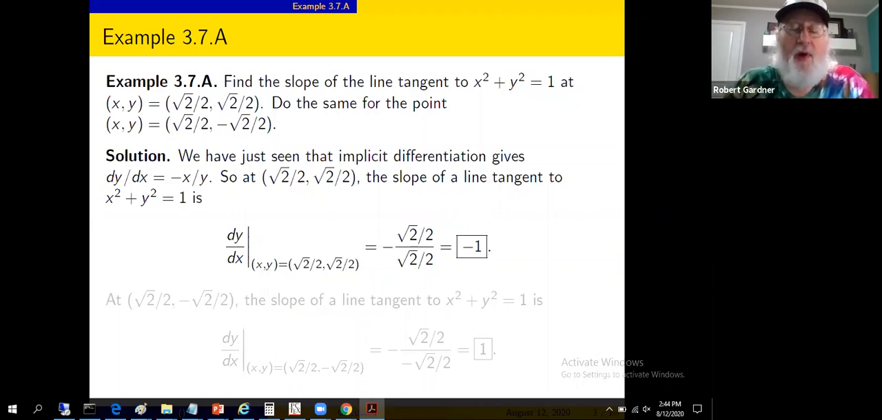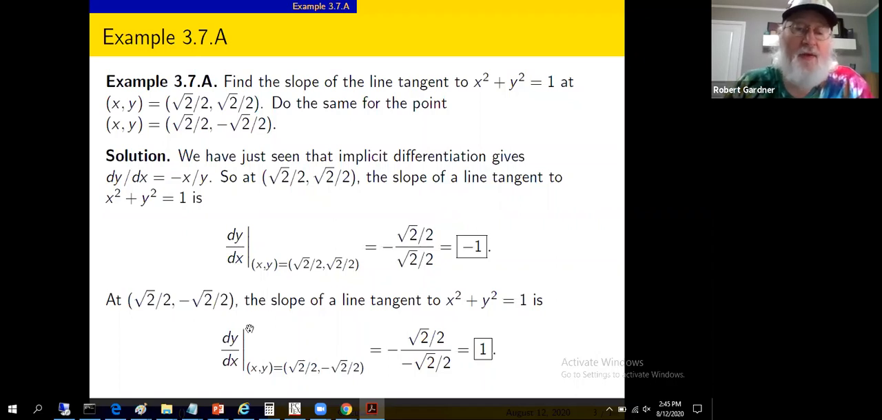So straightforward, you take the derivative and you plug in the information. Just this time around, the derivative is taken implicitly using the chain rule, and the information is more involved than just an x value. It's an x value and a y value. Do it at this other point. Okay, then we'll take the derivative and evaluate it at x, y equals square root of 2 over 2, comma negative square root of 2 over 2.